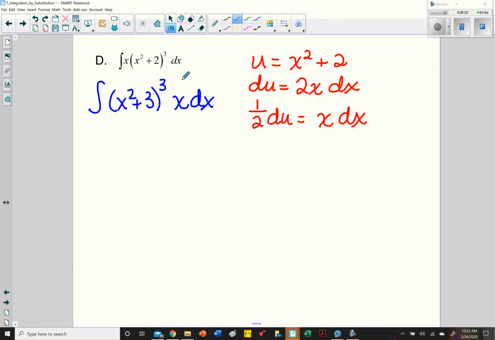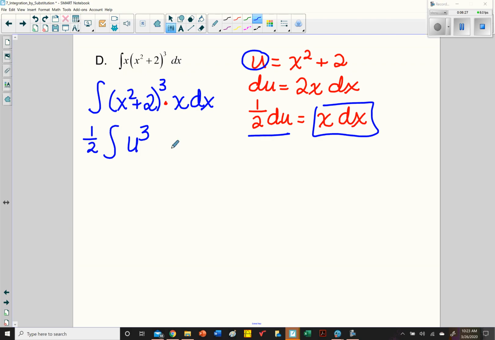Just rewrote it so you could see. So where the x squared plus 3, oh, where did that come from? Back that up. X squared plus 2 is the u. So we're dropping a u in here, u cubed, and the x dx now needs a half du. So we can put the half out here and the du there.